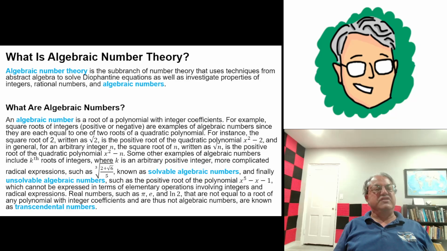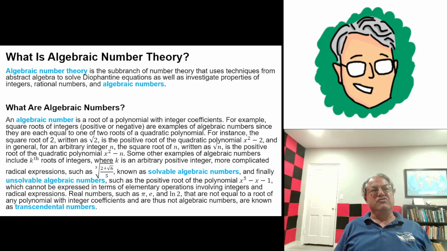So I think now I have to define algebraic numbers. An algebraic number is a real number, or it could be a complex number, that's equal to a root of a polynomial with all integer coefficients. That's how we define algebraic numbers. A simple example of that is square roots, for instance, the square root of 2. That's probably the simplest irrational square root there is. It's the positive root of the quadratic polynomial x squared minus 2.